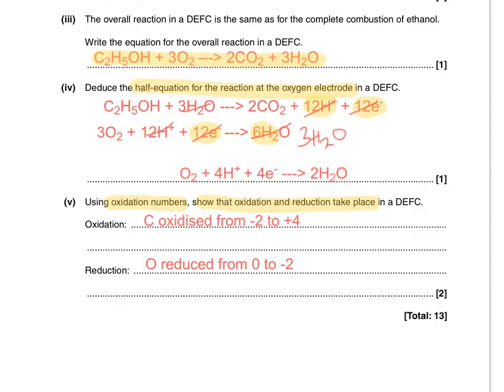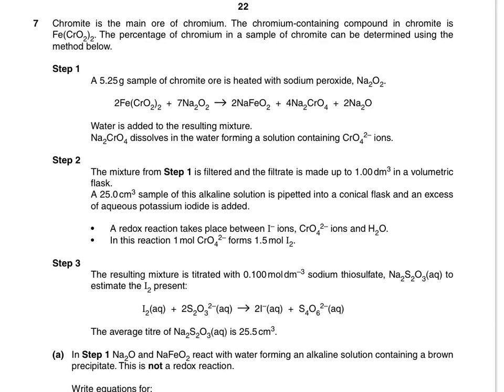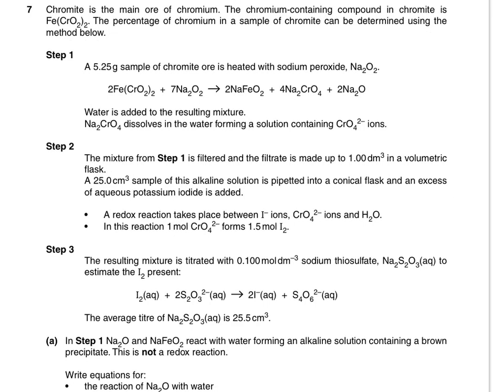So, final question. It was a bit of a stinker, this one, so let's have a think about it. There's a redox titration example, or at least part of it was. So, let's now have a look at what we're given. 5.25 gram sample of this stuff. So you end up with a solution containing chromate ions.